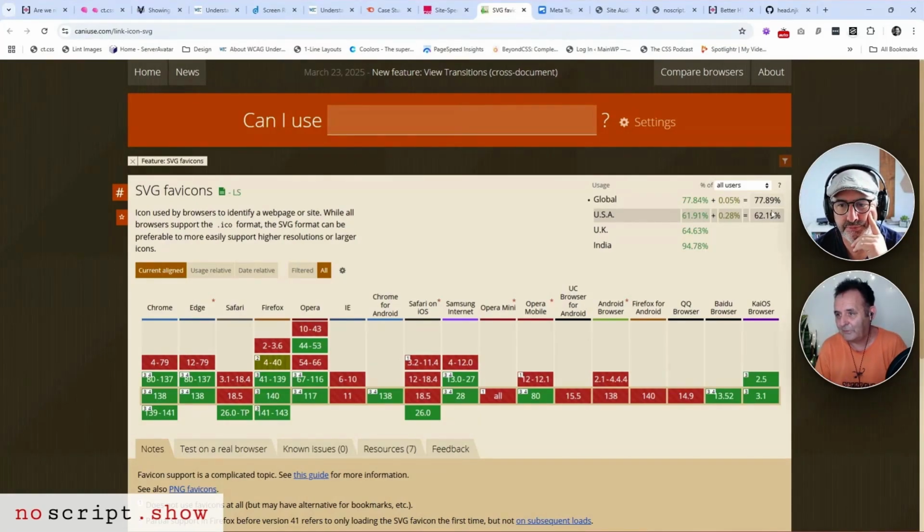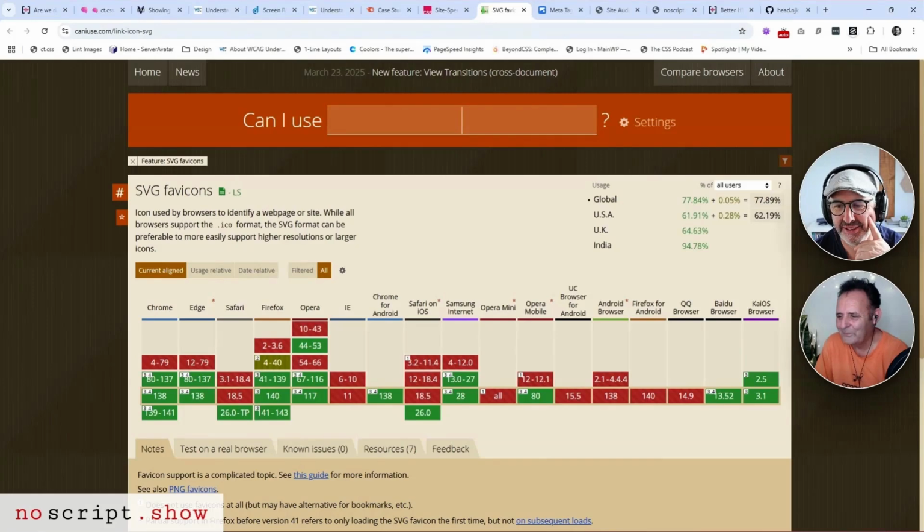Quite interesting. I'm just looking at the can I use here. It's actually a lot lower, nearly 62% in the USA and 64 percent in the UK. But of course, here in India, we are way ahead of you at 94. So I wonder why. What is it that we're doing differently?